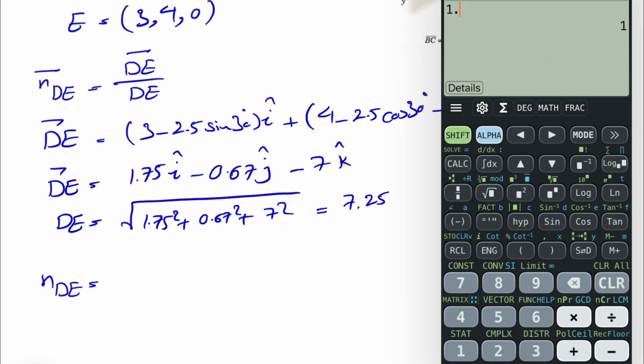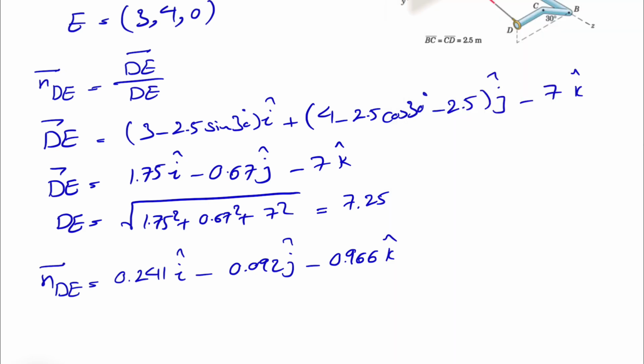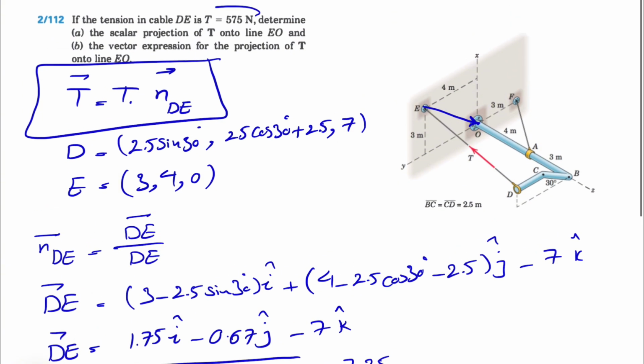It will be 1.75 divided by 7.25, which is 0.241, minus 0.67 divided by 7.25, which is minus 0.092 J, and 7 divided by 7.25, so minus 0.966. So now that we found the unit vector, we can find our tension in vector format by just multiplying 575 to this.